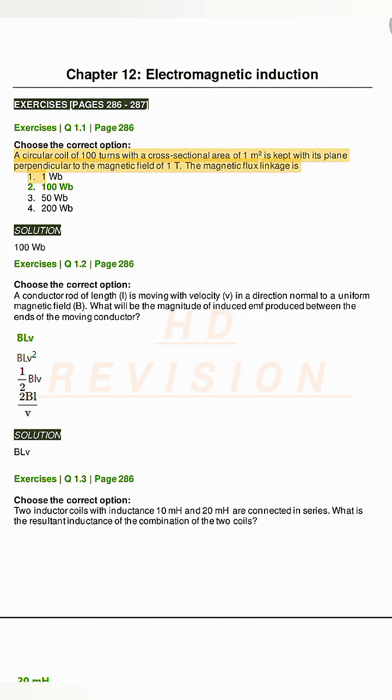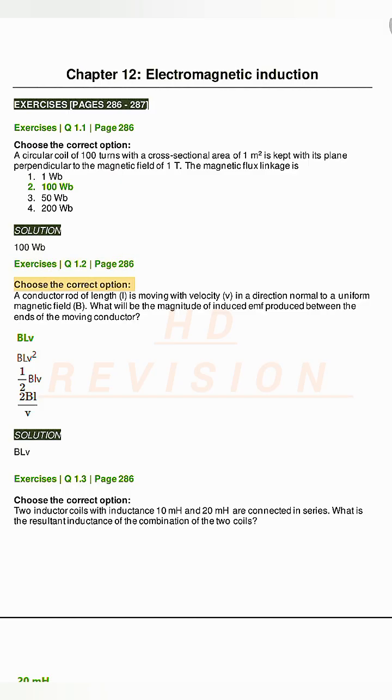A circular coil of 100 turns with a cross-sectional area of 1 square meter is kept with its plane perpendicular to the magnetic field of 1 T. The magnetic flux linkage is: 1. 1 Wb, 2. 100 Wb, 3. 50 Wb, 4. 200 Webers. Solution: 100 Webers.